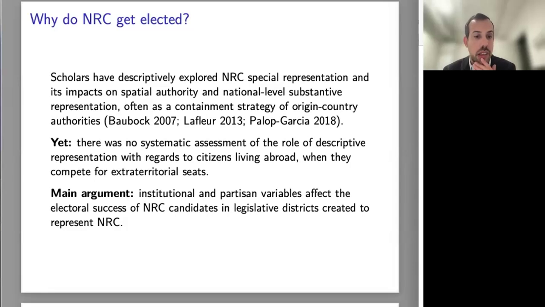Our main argument, with my co-author this time, Patricio Navia, was that institutional and partisan variables affect the electoral success of non-resident citizen candidates in legislative districts created to represent non-resident citizens. Not replicating the domestic arena of competition, of course, but adapting to the extent to which migration, geographical distance, and transnational policies, for instance, influence individuals and institutions.